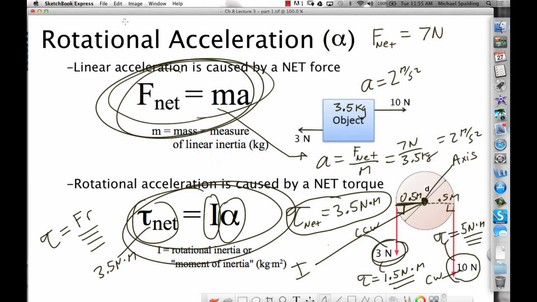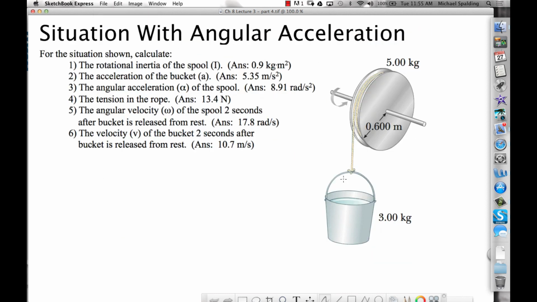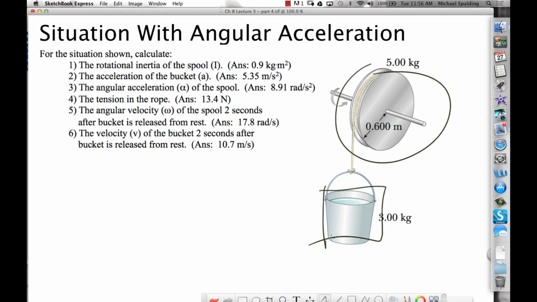Okay? All right, the problem we're going to do tomorrow is this. If you look at this situation, you're going to see there's a net torque on this spool. What's the net torque being caused by? Well, we have a bucket hanging here. There's a tension in the rope. So we're going to start class tomorrow with this, but I want to show you guys something in class. Let me wrap the video here.